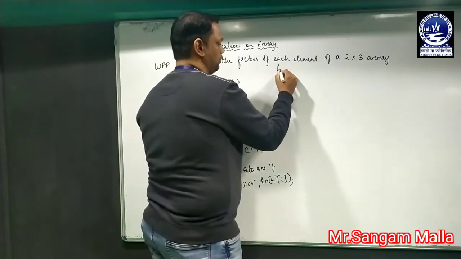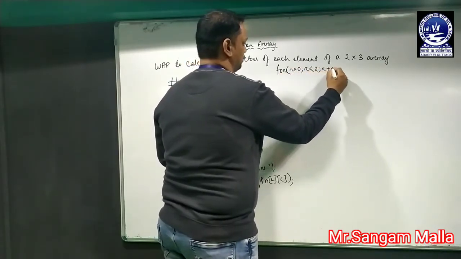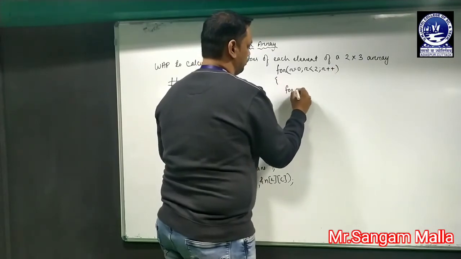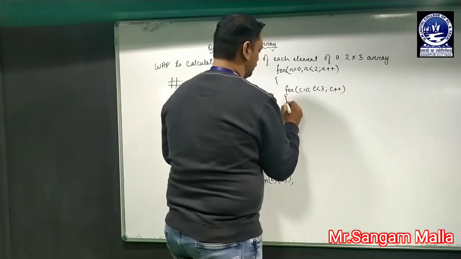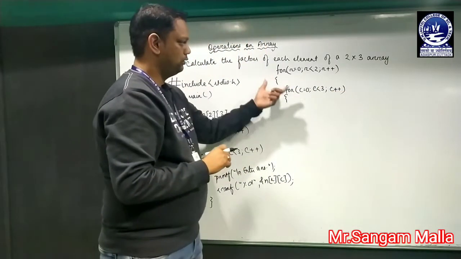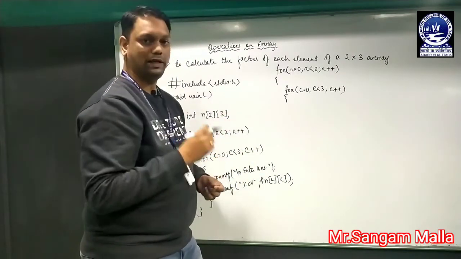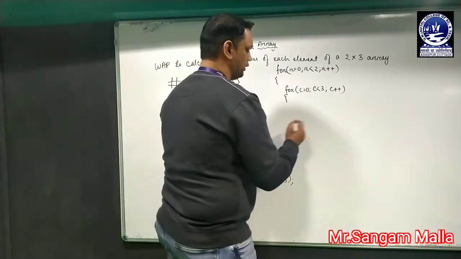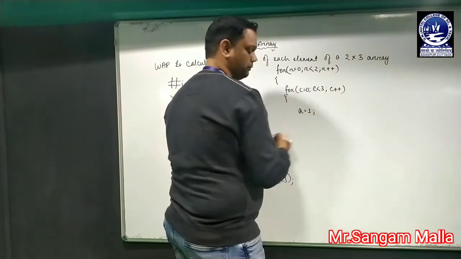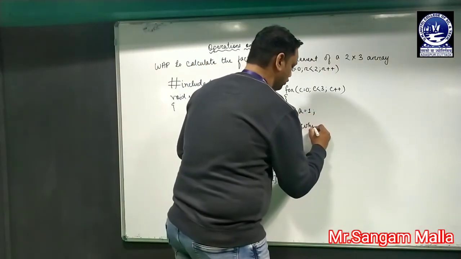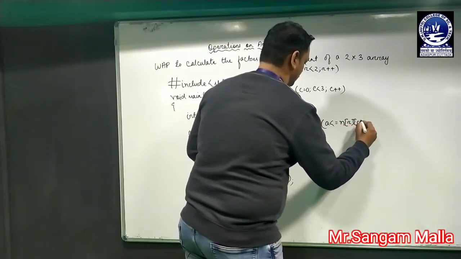So again I will write for, let's say r equal to 0, r less than 2, r plus plus. Similarly for c equal to 0, c less than 3, c plus plus. So we have written the structure of the nested for loop for extracting the element from the array. Now we will be calculating the factors of each digit. To calculate the factors of each digit, as we know the factor always starts from 1. So it will be a equal to 1, a less than equal to n of r c.